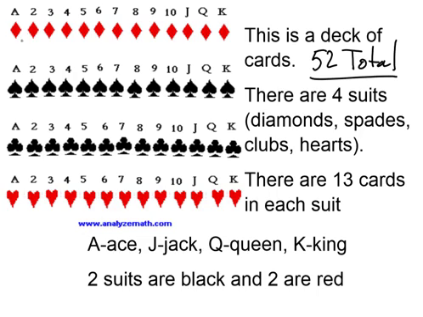Consider the ace as being a 1. Then there's 2 through 10. Jack would be 11, Queen 12, and King 13. So there are 13 cards in each suit. The J, the Q, the K, and the A stand for Jack, Queen, King, and Ace. There are 2 black suits and 2 red suits.